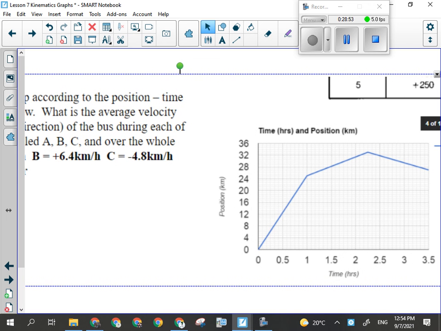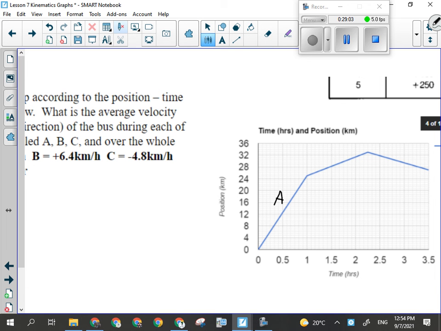Right, so I'll give you a couple minutes on that. I want A, B, and C and over the entire trip. Okay, so average velocity during part A, part B, part C, and over the entire trip. And we'll go through that together here in a couple of minutes.